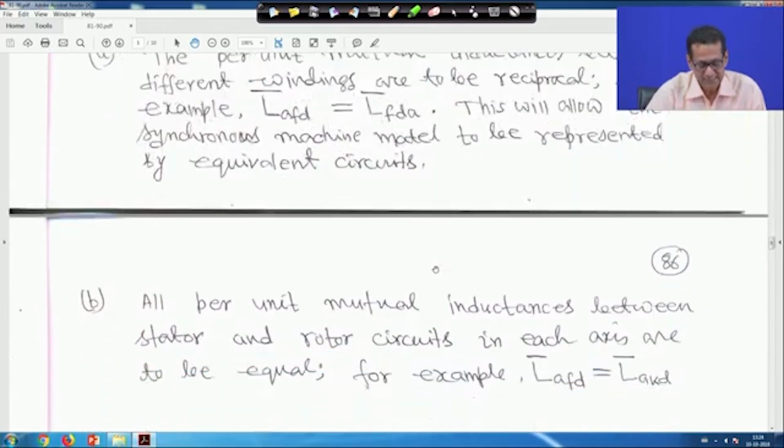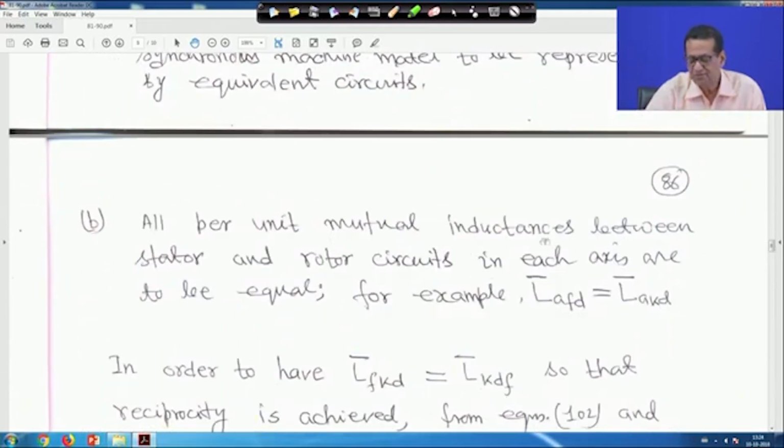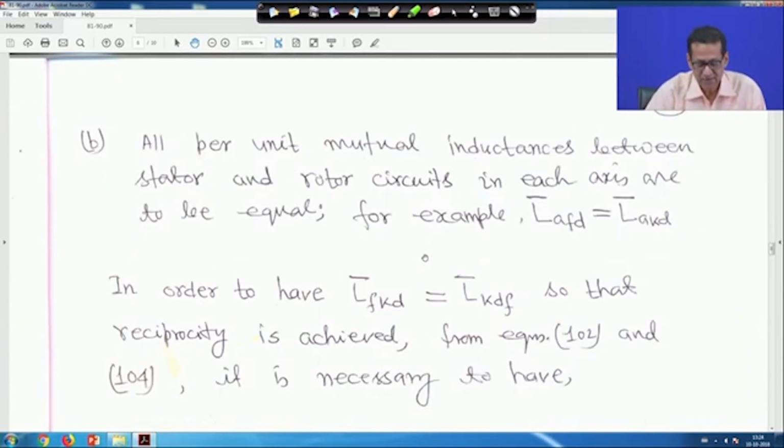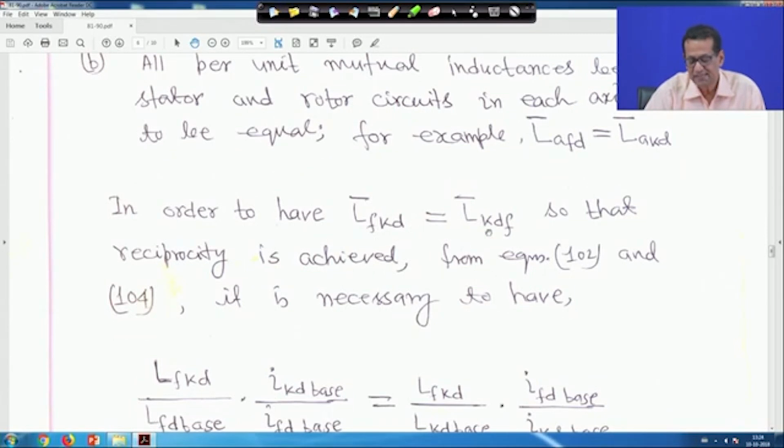So, the second thing is that all per unit mutual inductances between stator and rotor circuit in each axis are to be equal. For example, LAFD bar is equal to LAKD bar. In order to have LFKD bar equal to LKDF bar, this has to be made reciprocal, so that reciprocity is achieved.